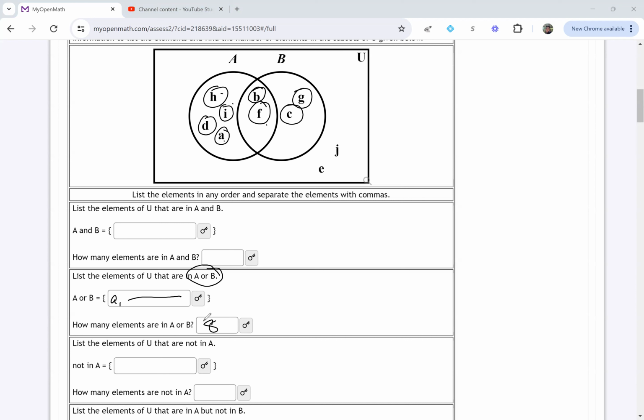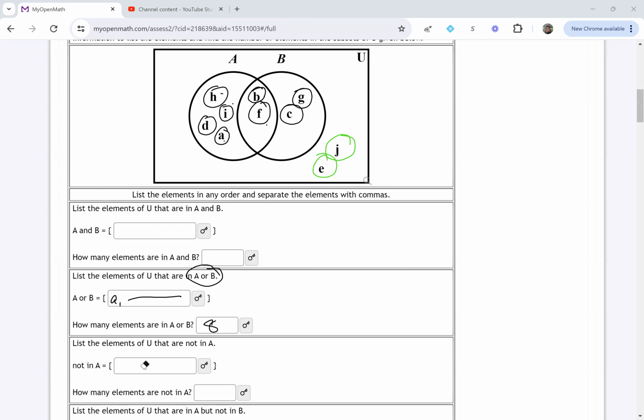Okay. Now, I had also said, let's take a look at some of the ones that are in neither. And we might notice here that J and E, those are outside of A and B. So J and E would be the ones that are in neither one of those, okay?